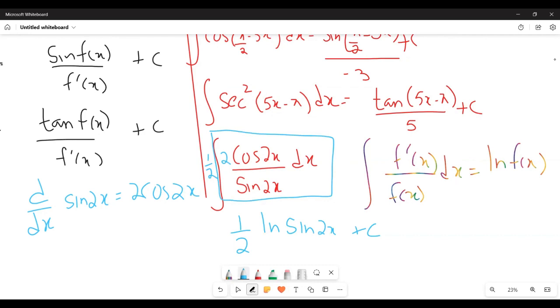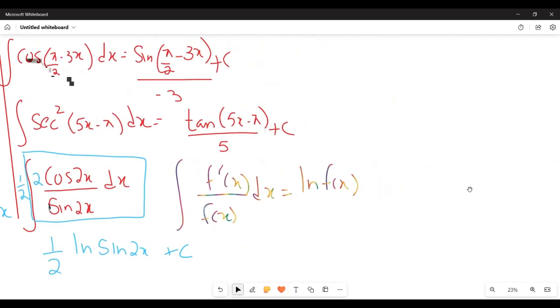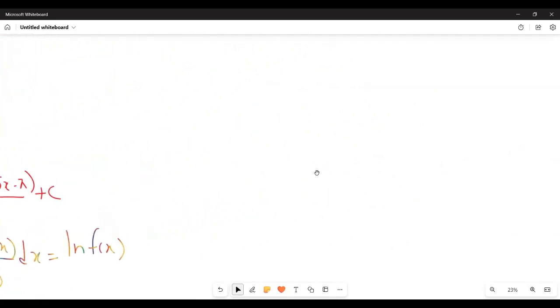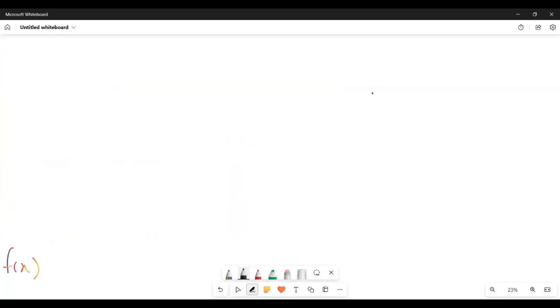Okay. अब हम एक काफी इंपॉर्टेंट केस डिस्कस करने लगे हैं. ऑलमोस्ट हर पेपर में आता है. Still talking about trigonometry part. Now we must learn how to integrate cos square x dx and sine square x dx. So how to integrate cos square x dx and how to integrate sine square x dx.